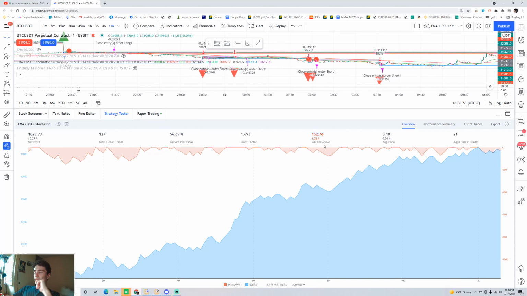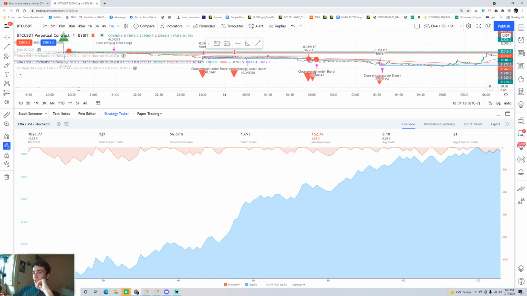Your max drawdown of a $1,000 account would be 15%, which is kind of scary. That's not great, but that's how trading goes, especially with small accounts. And average bars on trade 21, and yeah, I mean, I'm actually quite surprised. Profit factor of 1.7, 56% profitable. That's about what he claimed in the video.